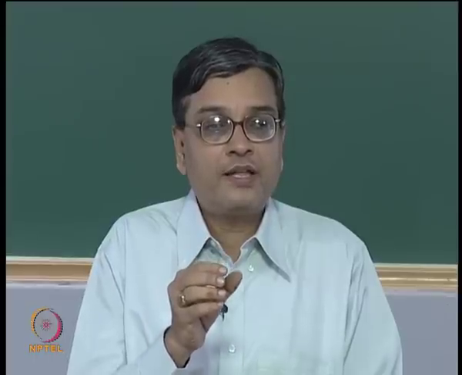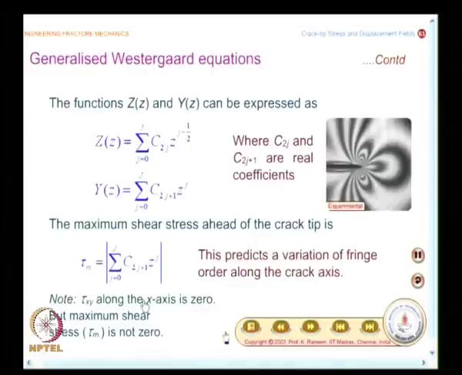So, if you have the stress functions defined in this fashion, simultaneously taking capital Z as well as capital Y, Sanford was able to show the expression for maximum shear stress turns out to be like this. You have sigma J equal to 0 to capital J C 2 J plus 1 Z power J. And when you have an expression like this, this predicts a variation of fringe order along the crack axis. In fact, in a class later, I would show how taking a multi-parameter solution can capture all the fringe features of the experimentally obtained patterns.